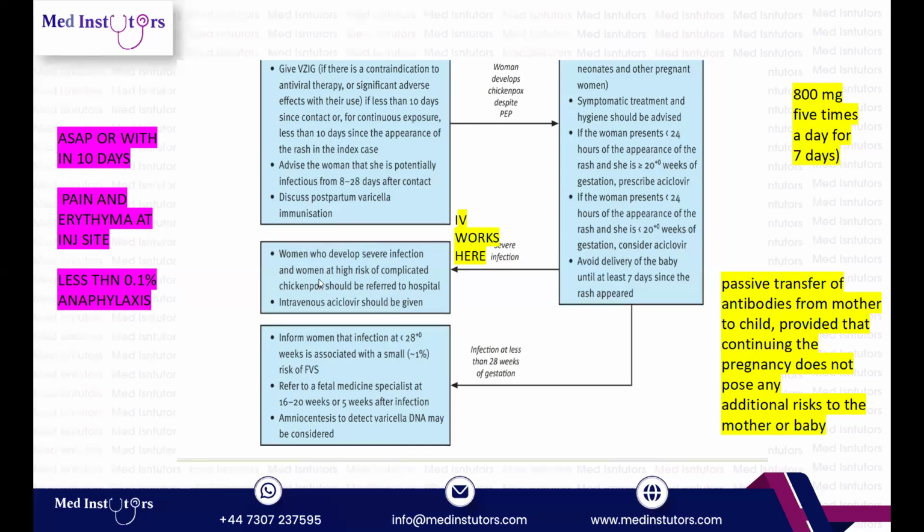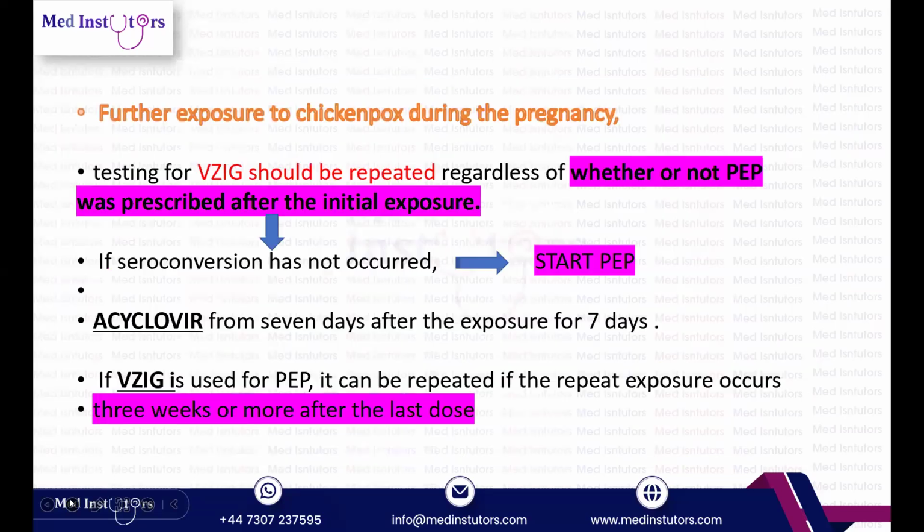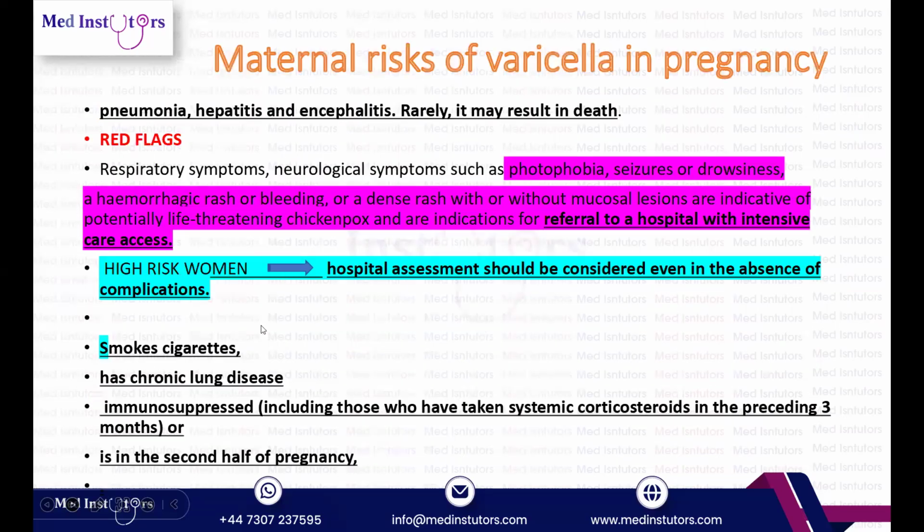But there are certain other women, like women at high risk of getting complicated. Which are these women? These are anyone who smokes, has a chronic lung disease, who is immunosuppressed, even including those who have been taking systemic corticosteroids for the preceding 3 months, or even the woman who is in her second half of the pregnancy. If you find any of these features, straight away hospital assessment should be considered, even in the absence of complication.